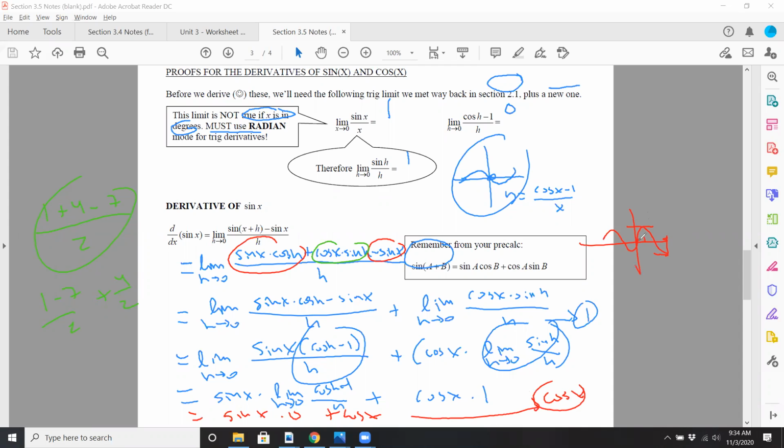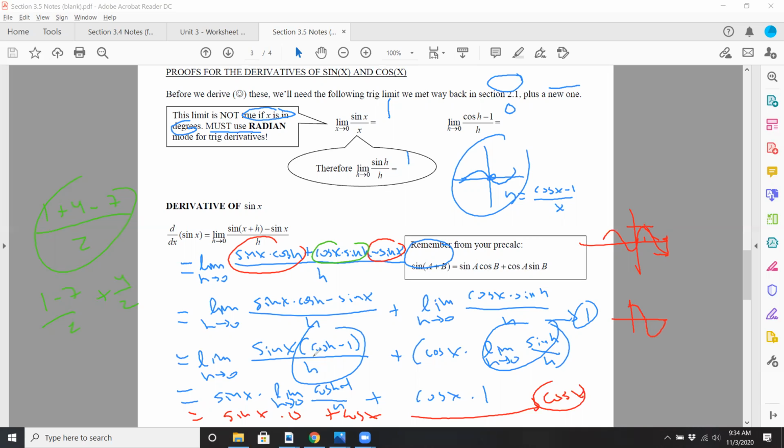Cosine is 0 at pi over 2 and 3 pi over 2. We also see that sine is rising from 0 to pi over 2, and cosine is positive in that interval. And then we see that the tangent lines are negative from pi over 2 to pi, and cosine is negative in that interval. So you can use tangent lines from a sine graph to get the graph of cosine x. And that's why cosine is also the derivative of sine graphically.